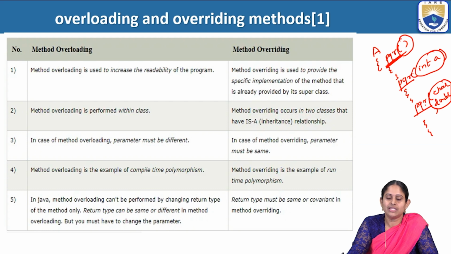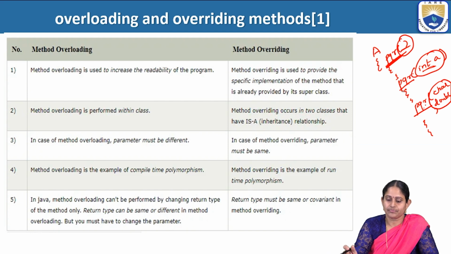It is performed within the class, that is, the different methods are present within the class. The method name will be the same, but the signature of the methods will be different. It is an example of compile time polymorphism, and method overloading cannot be performed by changing the return type of the method only. The return type can be the same or different in method overloading, but the parameters passed to it will be different.